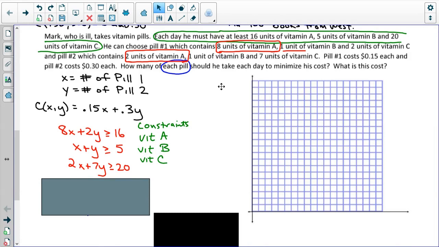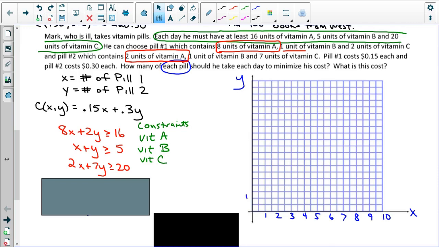First of all, I probably want to label things. So I'm going to label this as X for pill 1 and Y for pill 2. I'll go up by ones. Actually, I'm going to skip lines just to space my graph out and make it easier. So I have this going on here.